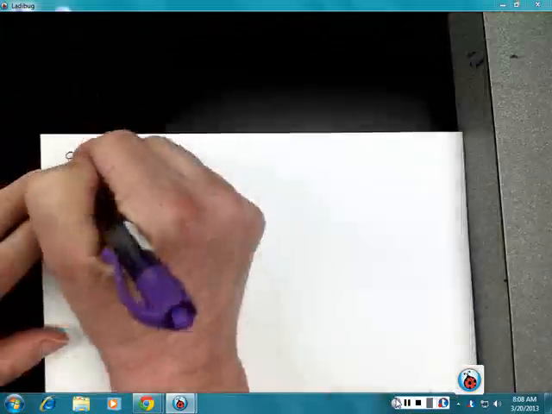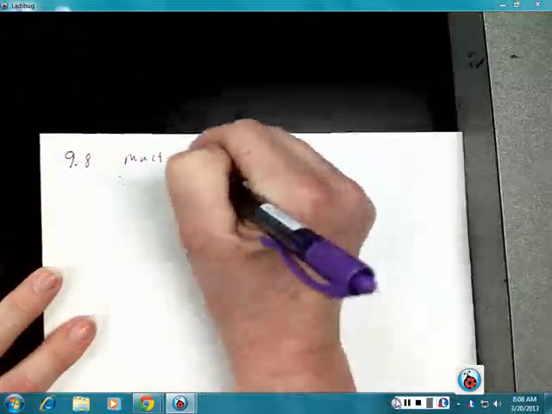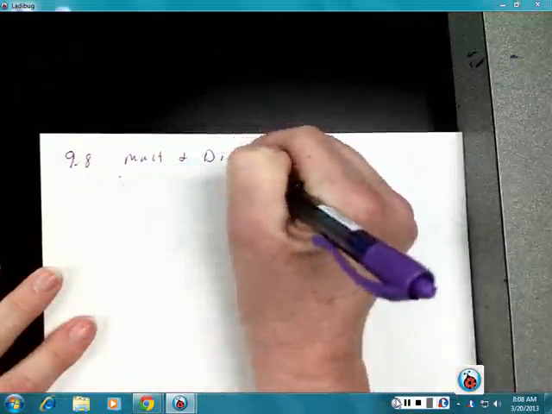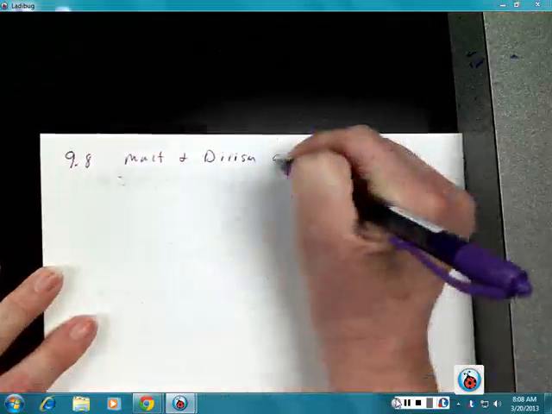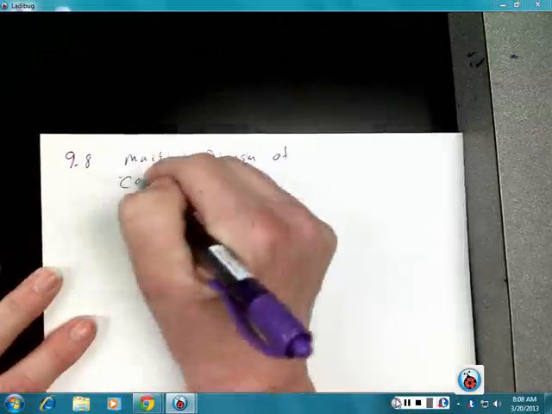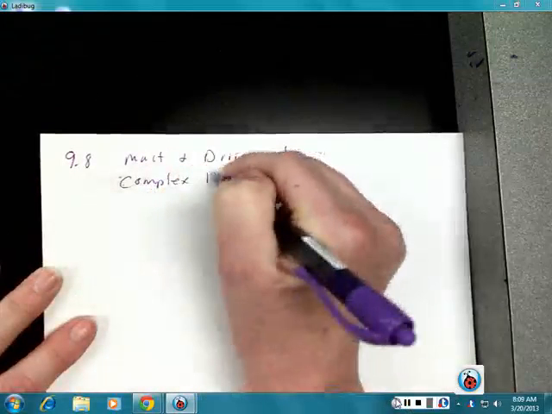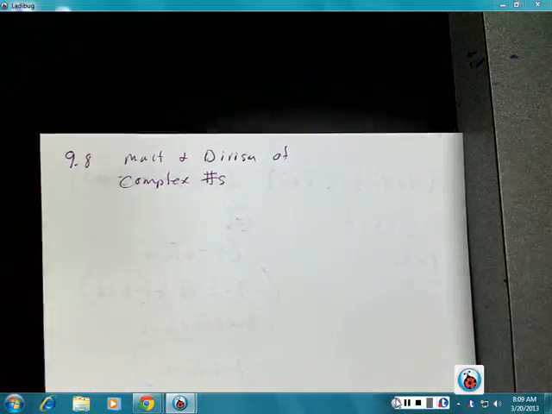And so we've got the last section of chapter 9, which is 9.8, and that is multiplication and division of complex numbers. And they're complex numbers because they have imaginary numbers and real numbers in them.